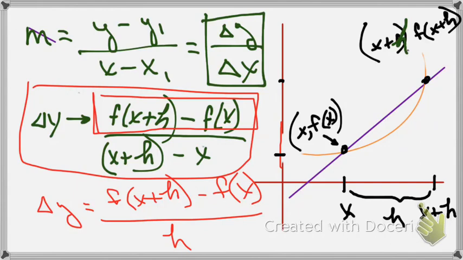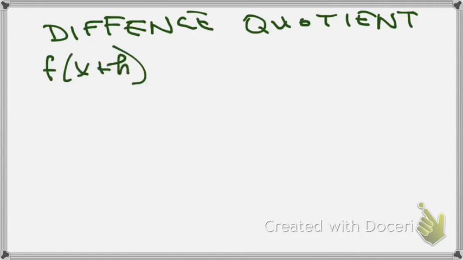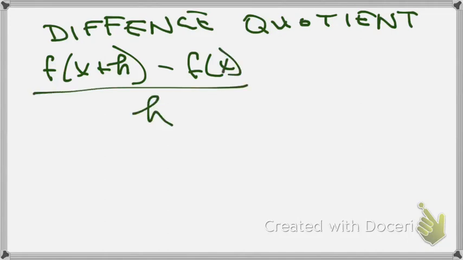secant line. And that has a special name. And that special name is called the difference quotient. So if I ask you to find the difference quotient, I'm asking you to find the slope of the secant line. Let's write up here the difference quotient, which is f of x plus h minus f of x over h.